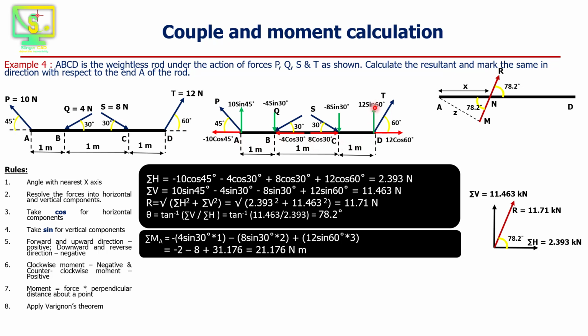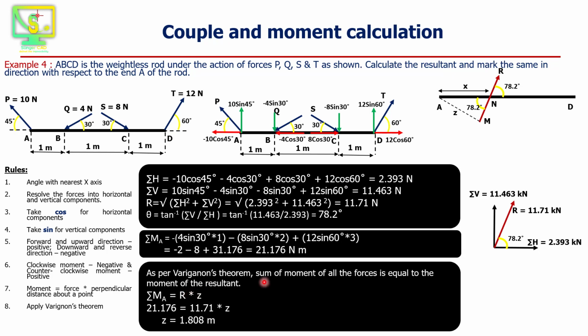And this 12 sin 60 rotates the rod in counterclockwise direction, so we take positive, and it is at a distance of 3 meter from point A. By solving this we get 21.176 Newton meter as the sum of all moments.